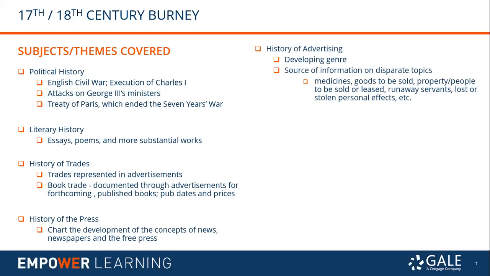History of advertising. Advertising as a developing genre. He covers information on disparate topics like medicine, goods to be sold, people and property to be sold, not just slaves, but runaway servants. It wasn't easy to change your employer in the 17th and 18th century, so people who were working often ran away. Also lost or stolen personal effects.